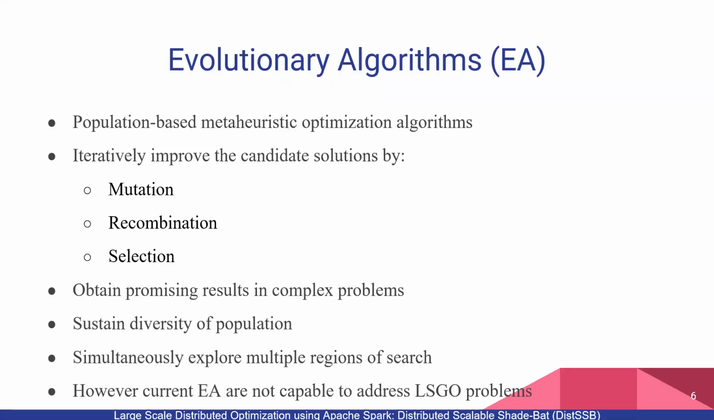Evolutionary algorithms are population-based metaheuristics that are commonly used to solve global optimization problems. They iteratively evolve candidate solutions using 3 reproduction operators. Evolutionary algorithms are capable of solving complex problems because they can explore multiple regions of the search space simultaneously. Also, they avoid local optima by maintaining diversity of the population. Although these algorithms have shown promising performance in solving lower dimensional problems, many of them suffer from the curse of dimensionality, which means that their performance deteriorates as the dimensionality of the search space increases.